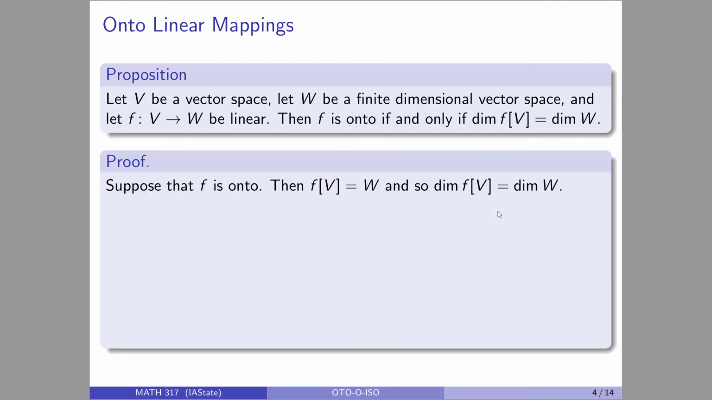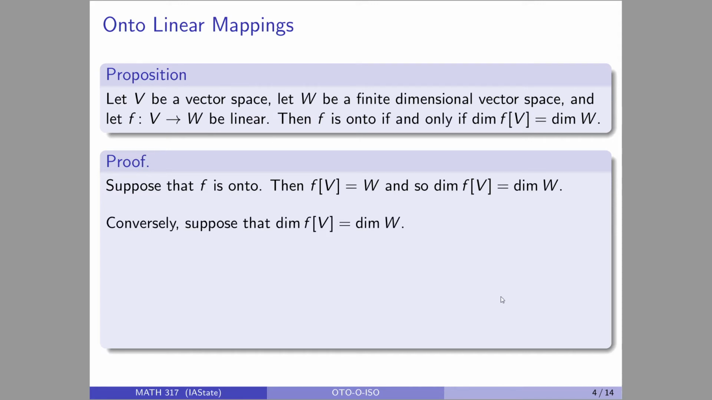Suppose you're onto. Well, then the range just equals the codomain, so the dimensions are the same. Okay, that one isn't exciting, but it is. Now note, I'm allowed to talk about the dimension of f of V because I'm linear, so f of V is a subspace, so I am using linearity here, right? And again, when we're proving stuff, always check to make sure you're using all the hypotheses.